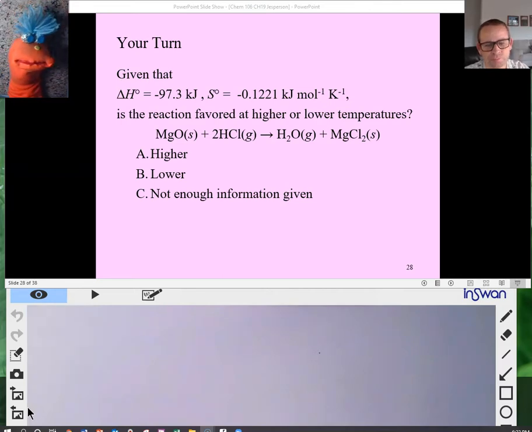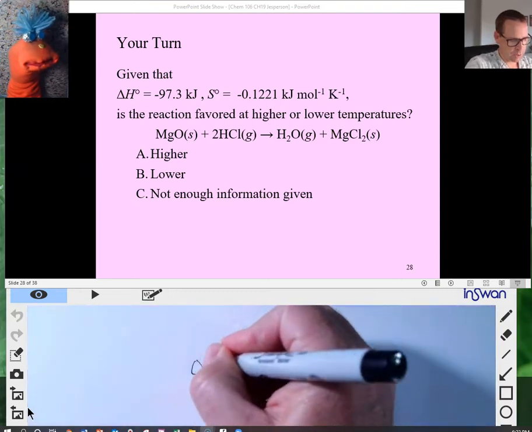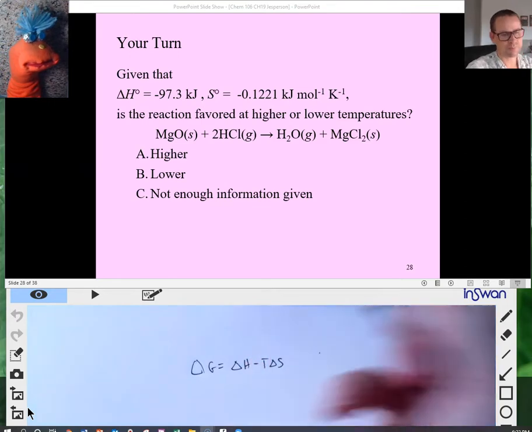Well, do we use that equation? Yeah, we can use that equation, right? What's the equation that relates to favorability or spontaneity? Delta G equals delta H minus T delta S. That's right. Delta G equals delta H minus T delta S.